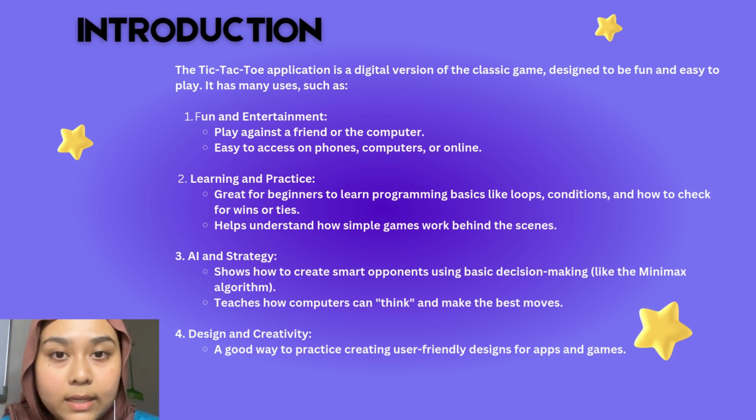The second one is learning and practice. It is great for beginners to learn programming basics like loops, conditions, and how to check for wins or ties. It helps to understand how simple games work behind the scenes. And the third one is AI and strategy. It shows how to create smart opponents using basic decision making. Also, it teaches how computers can think and make the best moves.